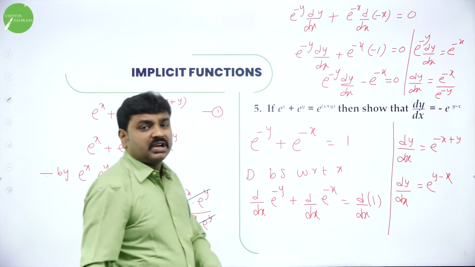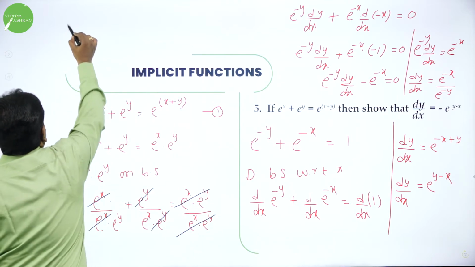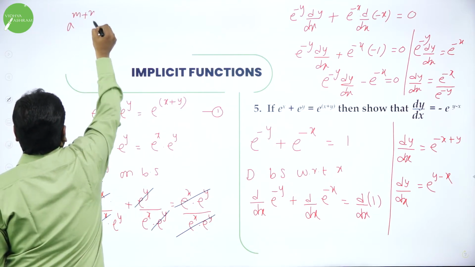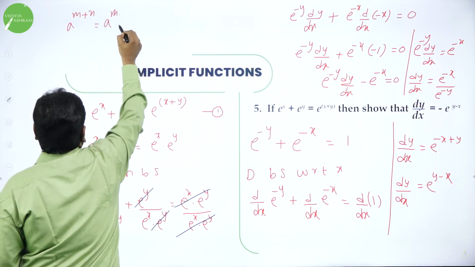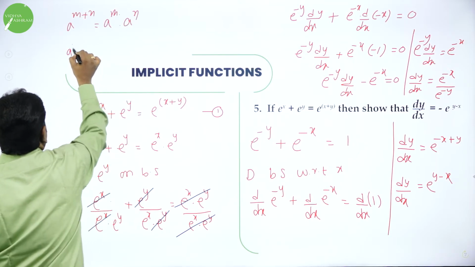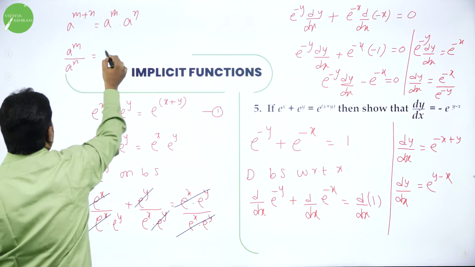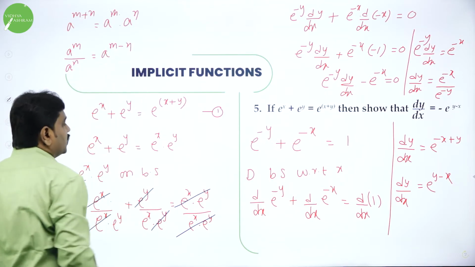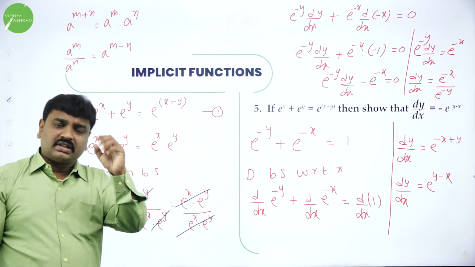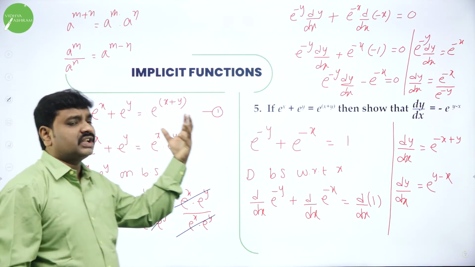So here we are repeatedly using the law of indices. What is the first thing? A power m plus n was there, I wrote it as a power m into a power n. Then we had a power m by a power n, and we wrote it as a power m minus n. So here, directly, this is implicit, and if you differentiate directly it takes a long turn.